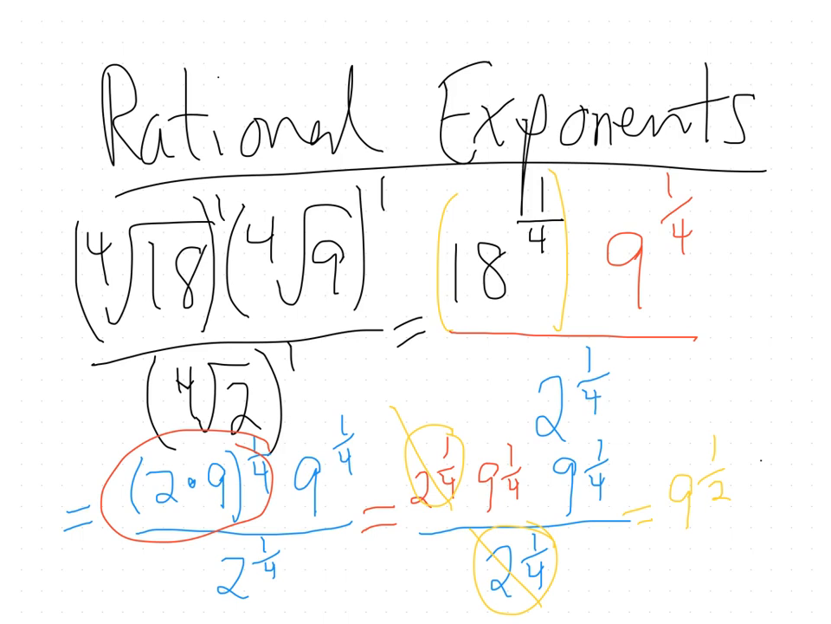And then we're going to evaluate it, and 9 to the 1/2 can be converted back to a radical as the square root of 9, which becomes 3. So if we evaluate, the answer is 3. If we express as a single power in rational form, we have 9 to the 1/2.